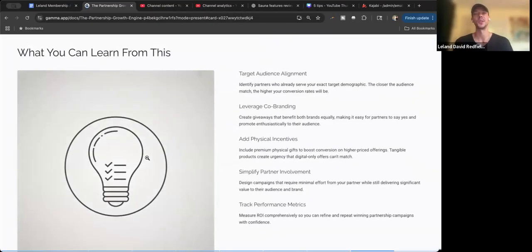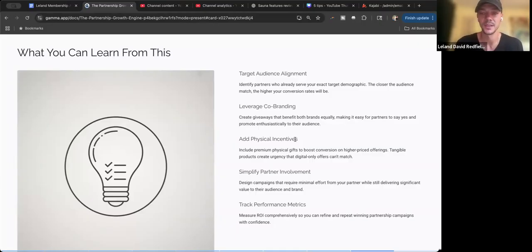And what can you learn from this? What are your takeaways? So you got to find a target audience and alignment. And so that takes some thought. You have to know what your core offer is, and you have to figure out who has access to that audience. And those are your partners. Leverage co-branding. So use your brand, use their brand, put it both on the landing page. So then you can borrow their credibility.